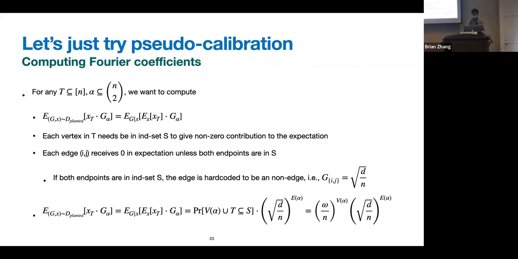But after all, this is essentially the probability all vertices are chosen into the independent set and the number of edges coming from normalization. Then this is just (omega over n) to the v_alpha times (root d over n) to the e_alpha. This is a really standard calculation.